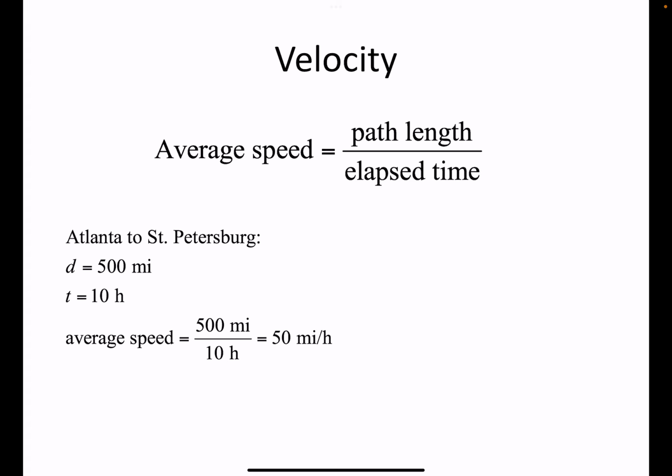But let's say the driver makes a side trip to Jacksonville, Florida, which might add 100 miles to the path length. So now the car's average speed is 60 miles per hour. Distance is the length of the straight line joining 2 points, and the path length is the length of the actual path traveled between 2 points.